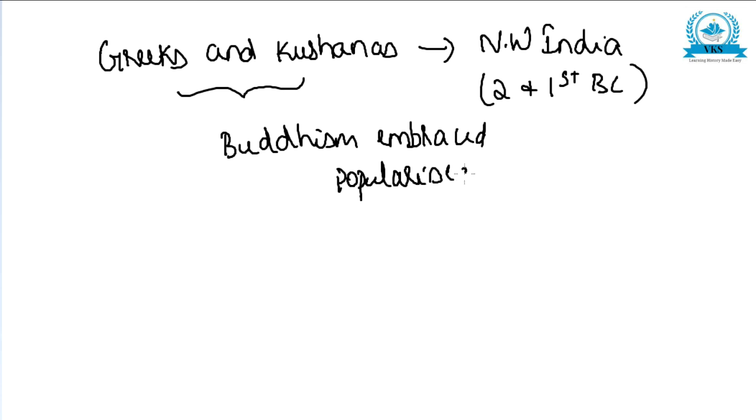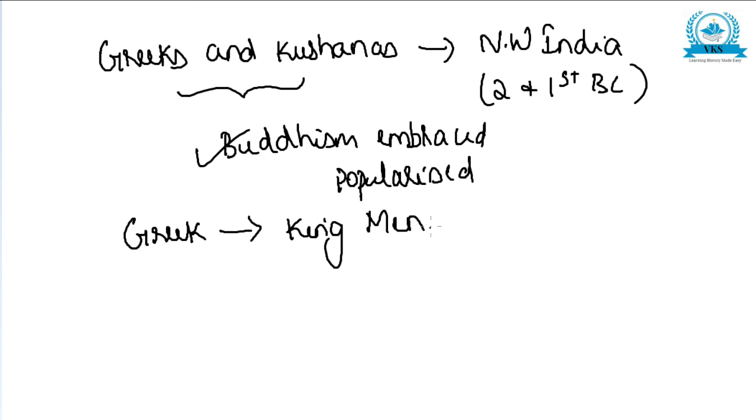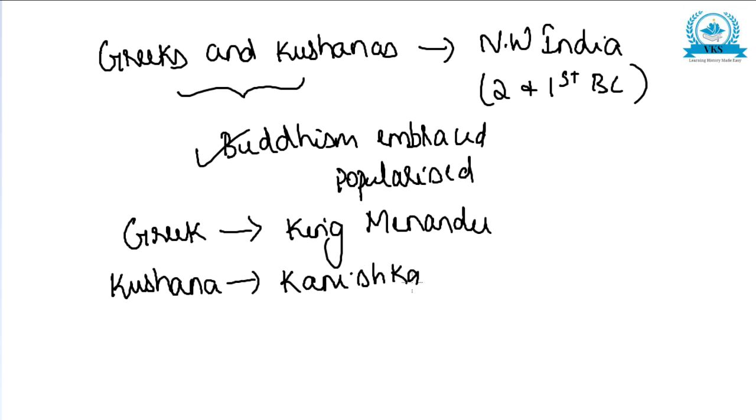So they also did their best to popularize Buddhism. The Greeks and Kushanas, who established their hold over northwest India in the 2nd and 1st century BC respectively, embraced Buddhism and did their utmost to popularize it. Among the Greeks, King Menander was an important personality in the spread of Buddhism. And among the Kushanas, the ruler Kanishka. The Greek king Menander and the Kushana ruler Kanishka are the most prominent among them.